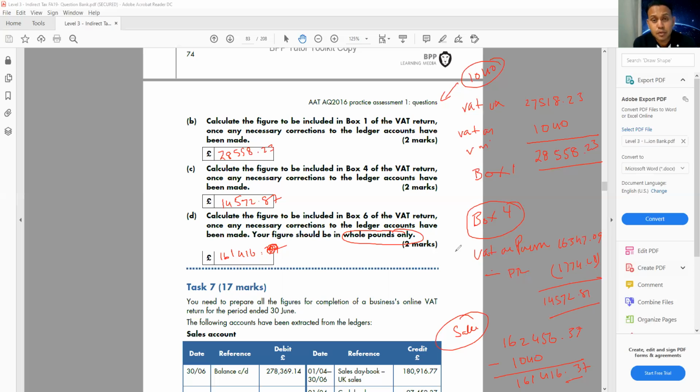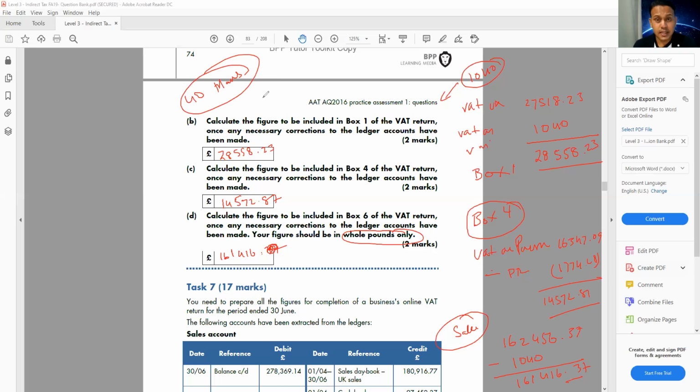And mainly, most of the marks will come from the VAT return, from the 9 boxes. If you remember these 9 boxes, I'm telling you, at least 35 to 40 marks will come only from the boxes. So remember your VAT return, you'll get 35 to 40 marks in the exam. So these 9 boxes have to be on your head.